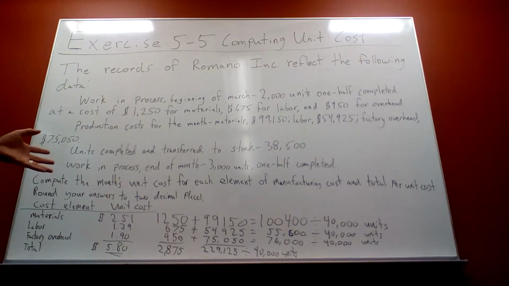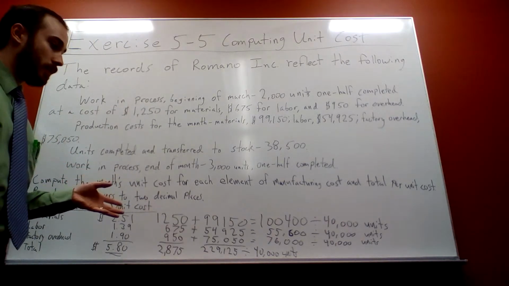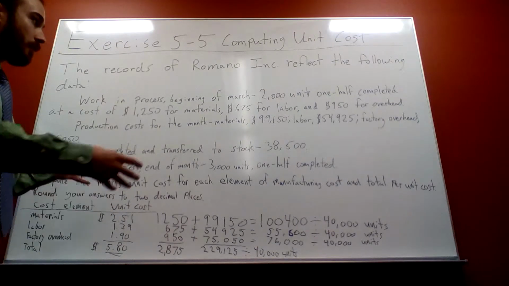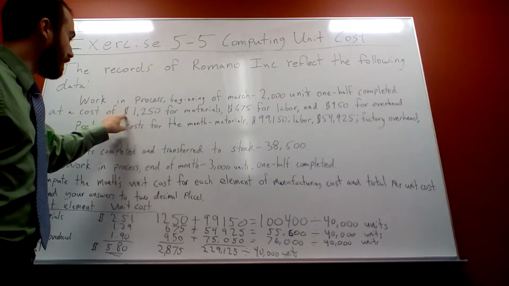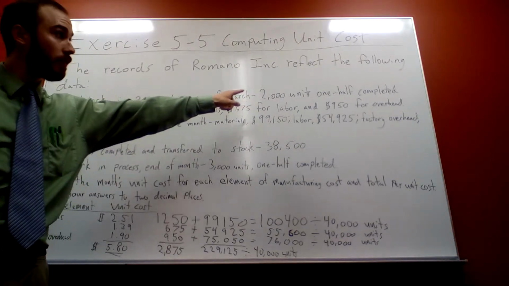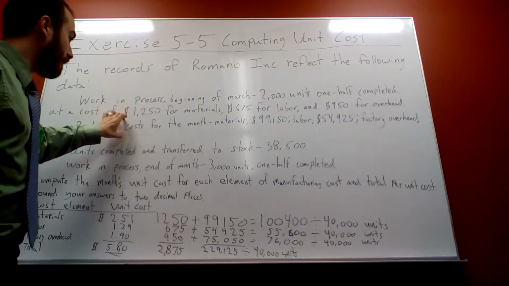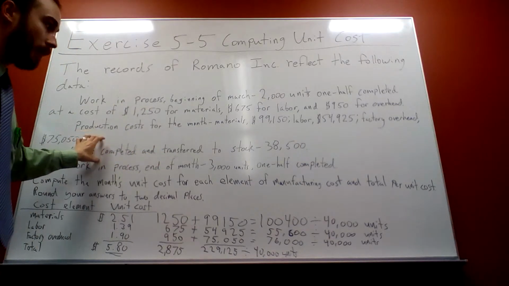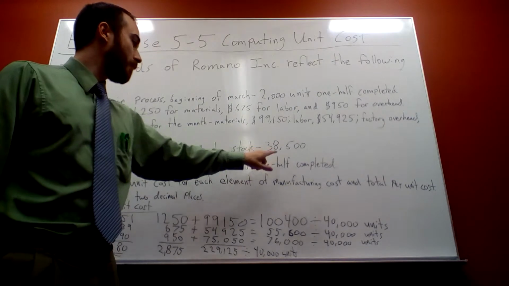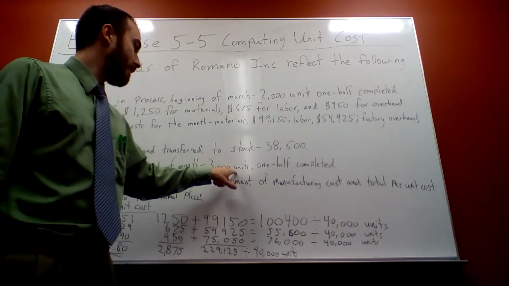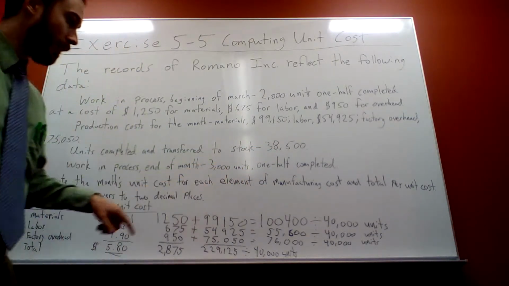I hope it helped out. The hardest part is setting it up, so just remember how to set it up. You always want to add the beginning cost, disregard the units, it doesn't matter, but take the beginning plus what you've added to it, and then divide it by the units you've transferred plus the units at the end of the month that are completed. And that's it.